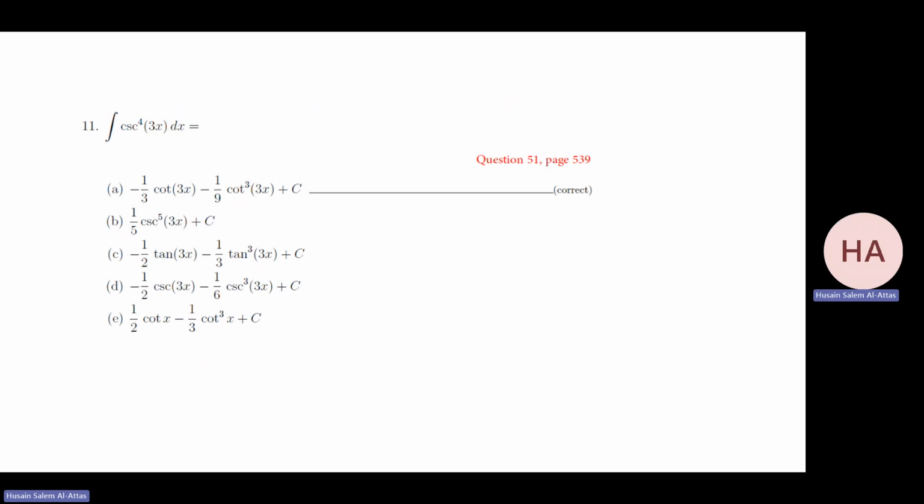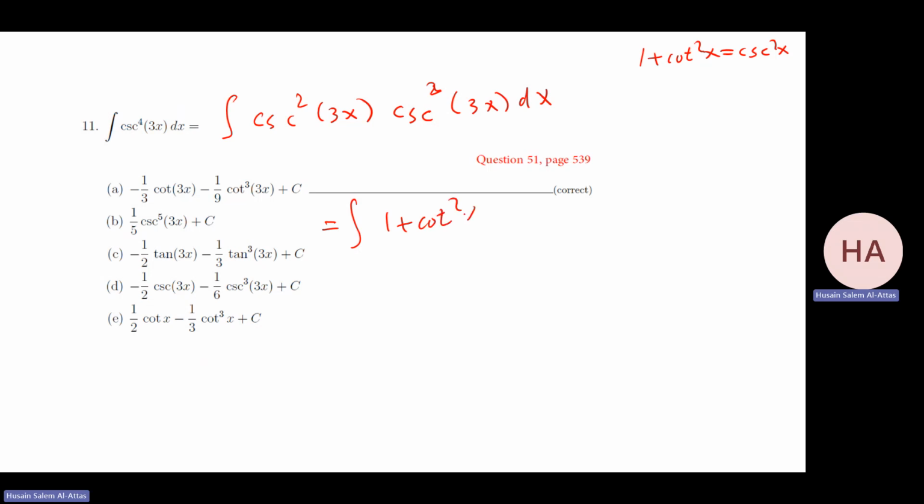Now we'll deal with it like secant square. So I'll take one cosecant square out. We need just to be careful with the sign here. And then cosecant square, make it square, dx. I know 1 plus cotan square is cosecant square. So we'll do this. I change cosecant into cotan. That will be 1 plus cotan square x cosecant square 3x dx.